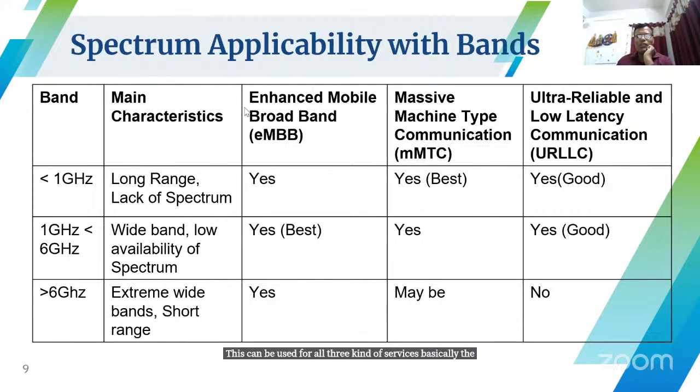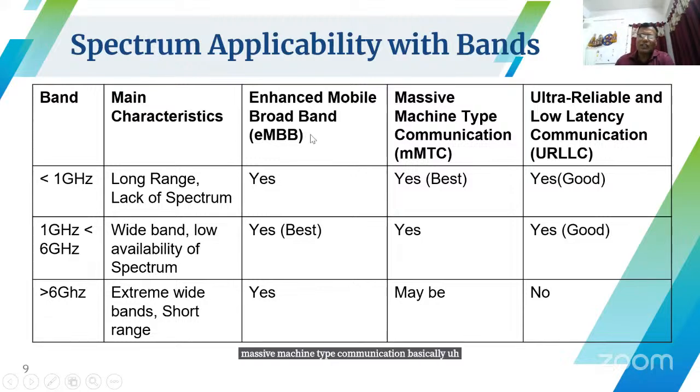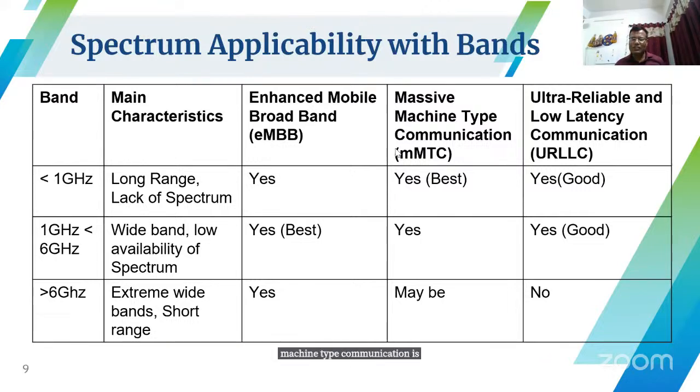Basically, 5G is known for enhanced mobile broadband, massive machine type communication, and ultra reliable low latency communication. Enhanced mobile broadband is basically for consumers, those who are using mobile. Massive machine type communication is primarily for sensor networks. If you have some sort of smart city where we are collecting a lot of data through sensors over the 5G network, then this kind of thing will be applicable. And then ultra reliable and low latency communication, which 5G intends to provide, is purely for things like autonomous vehicles, UAVs and some sort of control applications. So less than 1 gigahertz can be deployed for all three kinds of 5G application.